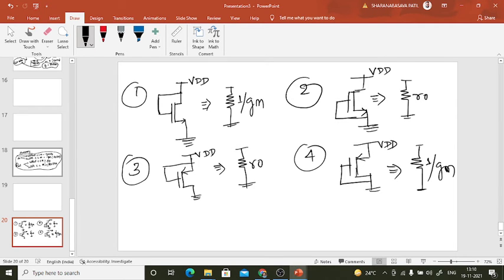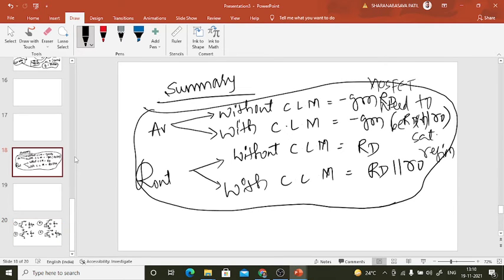So these four equations and these four configurations, you try to remember. This will help a lot in solving the problems. These two slides are very important, this one and those equations. Let's solve a few problems now based on whatever we discussed till now.